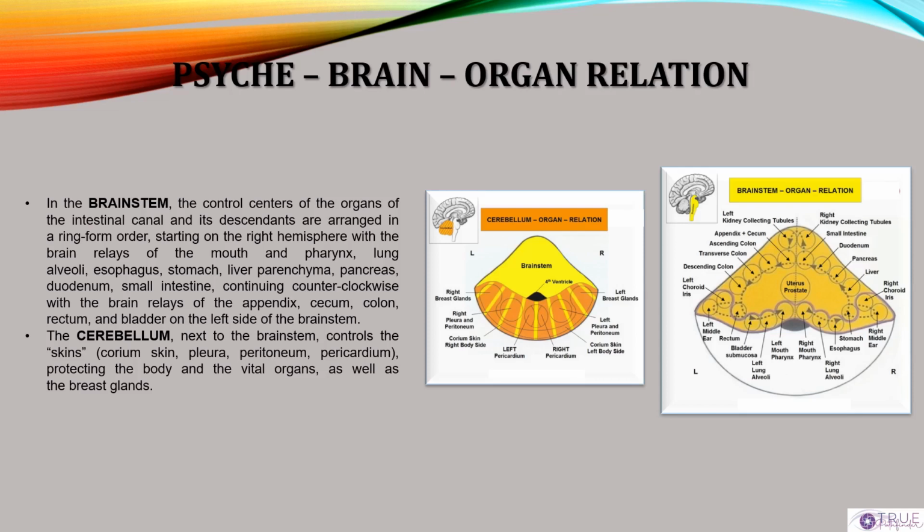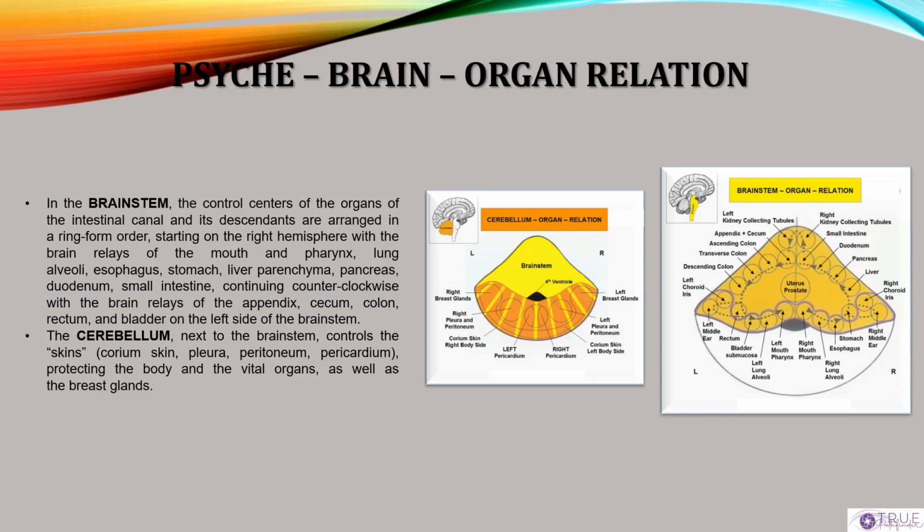Alright, let's look next at the relation between your psyche, the brain, and the organ. In your brainstem, the control centers of the organs of the intestinal canal and its descendants are all arranged in a ring-form order, starting on the right hemisphere with the brain relays of the mouth and pharynx, the lung alveoli, the esophagus, stomach, liver parenchyma, pancreas, duodenum, small intestine, and then continuing counterclockwise with the brain relays of the appendix, the cecum, the colon, the rectum, and the bladder on the left side of the brainstem, as you can also see in the pictures here on the right.